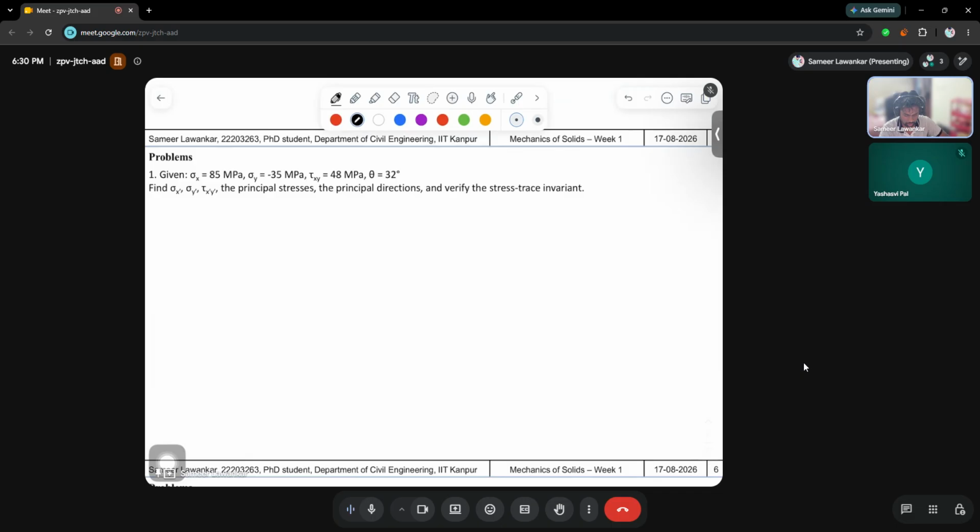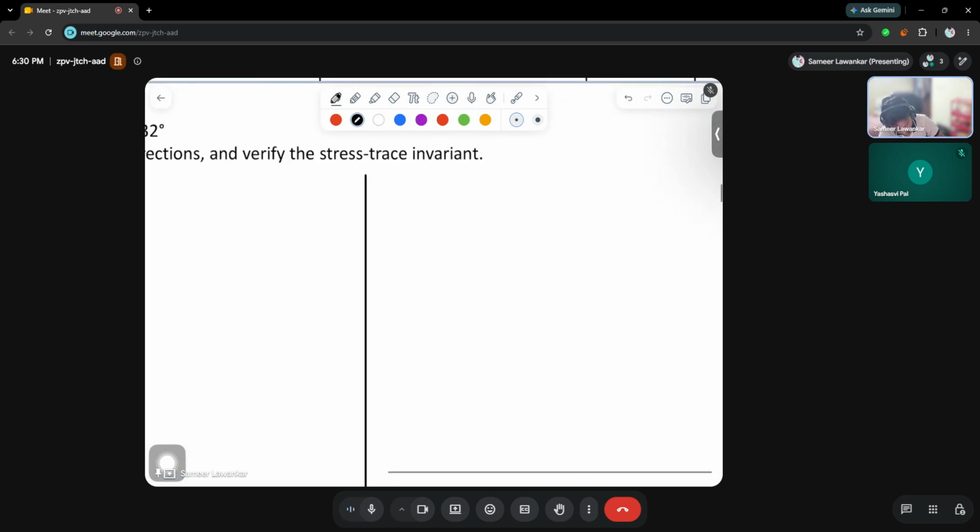But for now, I will just write the formulas here. Okay. So basically we will be using 3-4 different formulas. One is regarding, first of all, we should know what is sigma average. So sigma average, major of the questions will be based upon your plane stress conditions.